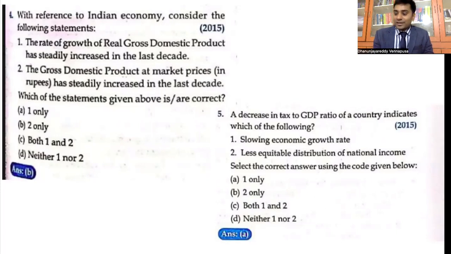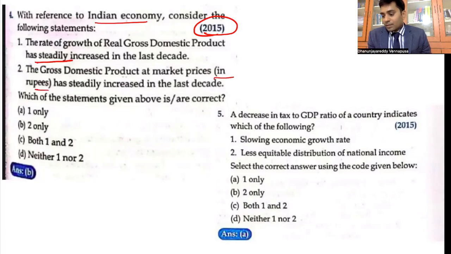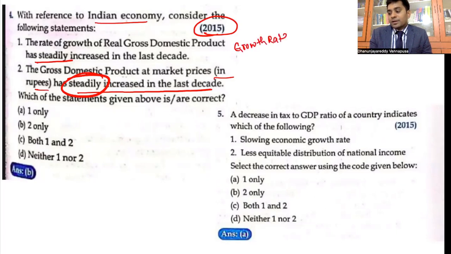With reference to Indian economy, consider the following statements. So they are speaking about the Indian economy in the year 2015. They asked this question. The rate of growth of real gross national product has steadily increased in the last decade. Steadily is one extreme statement. The GDP at market prices in rupees has steadily increased in the last decade. Steadily.